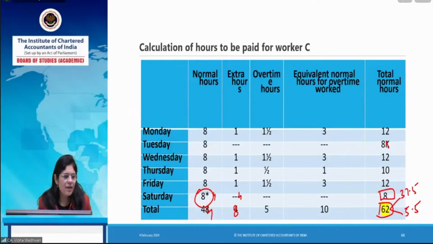Yes, 12.5 is for B. Clear? And for C, it's 37.5. So the rate per hour we have calculated. Please finish this question quickly. It's a good question to practice.